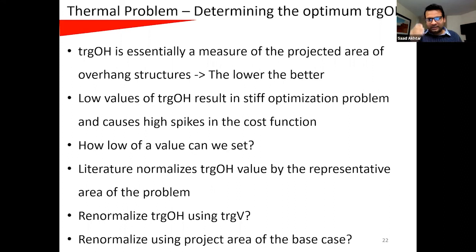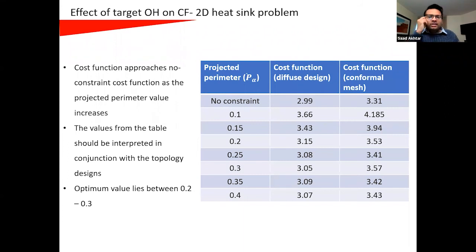And those guidelines almost don't exist in the literature, and it's just trial and error. So we wanted to get a deeper, in-depth understanding of the process. For the 2D heat sink problem, that was our initial attempt to figure out, okay, if we have the target volume as, let's suppose, 0.15 in this case, and we change the projected perimeter with a bunch of values, what are the different cost functions that we're going to get? The conformal cost function is a post-processing cost function, computed after we make sure that the designs that we got can be manufactured.